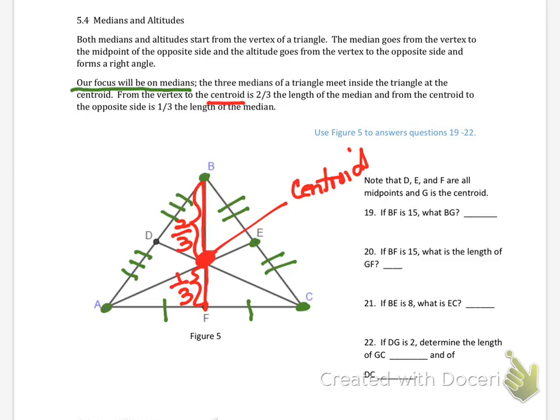So the piece from the vertex to the centroid is always the longer piece. That's 2/3 of the length, and the length meaning the length of BF, the whole red line. Then from the centroid to F is another 1/3. 1/3 plus 2/3 equals 1 whole. Okay, so that's what's going on here. I'm going to pause the video, erase my decorations so that I can answer the questions, and redecorate as needed.